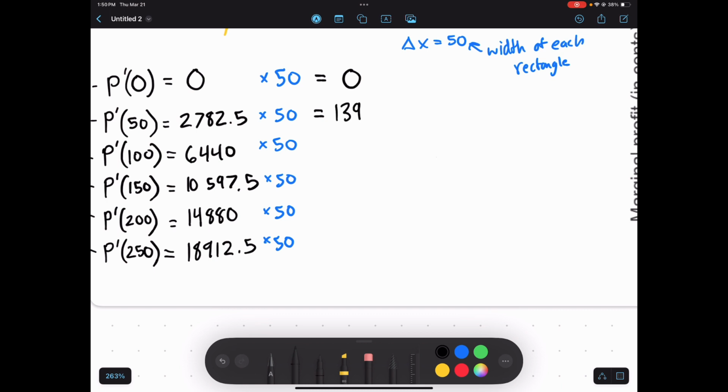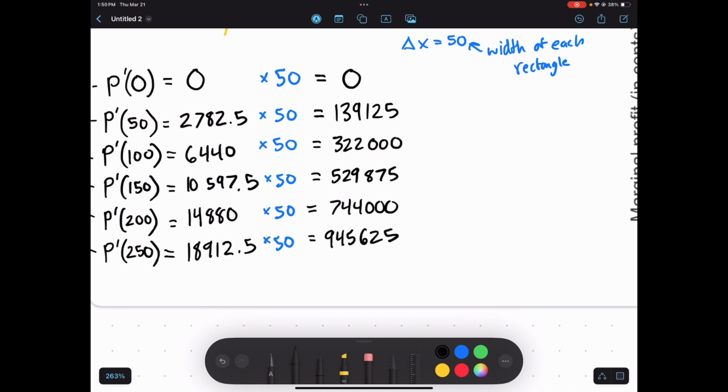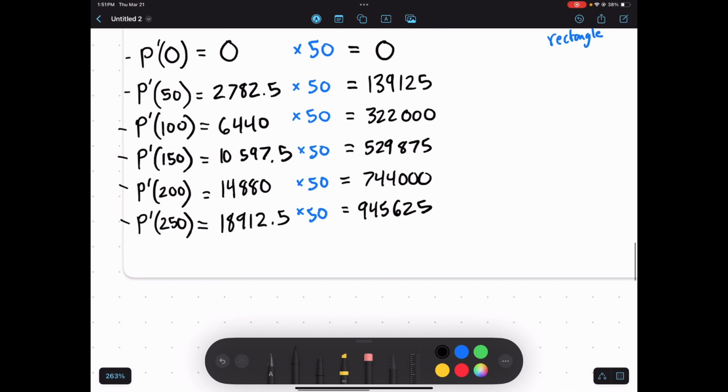This area became 139,125. This area became 322,000. This one became 529,875. This one became 744,000. And this one became 945,625. Remember, your numbers are, of course, going to be different, but this is just so you can see how I did my calculations. Okay.